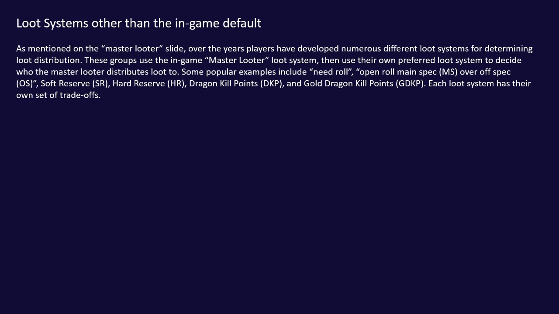Okay, so loot systems other than those that are in-game by default. As mentioned on the Master Looter slide, over the years, players have developed numerous different loot systems for determining how to distribute the loot. All these systems use the Master Looter loot system in the game, and then they have their own preferred way of handling who gets what. Typically, that's done through a website, through Discord, or maybe a spreadsheet. There are many different ways of doing that, but basically each group will set up their own system, and that's the system the master looter is using when determining who gets what when it drops.